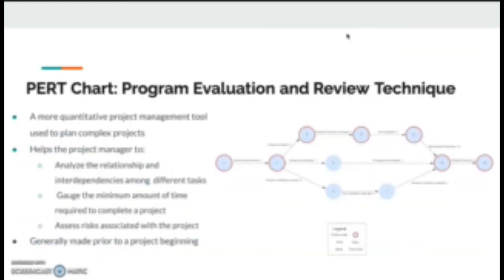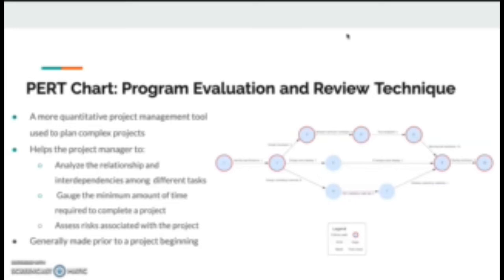Okay, the PERT chart, or the Program Evaluation and Review Technique, is another project management tool that is used to plan more complex projects. It helps a project manager to analyze the relationship and interdependencies among different tasks, gauge the minimum amount of time required to complete a project, and assess risks associated with the project. It is generally made prior to a project beginning. In the example, the nodes represented by the circles depict events or milestones throughout the project, and they are connected by vectors or lines that represent the various tasks that need to be completed.